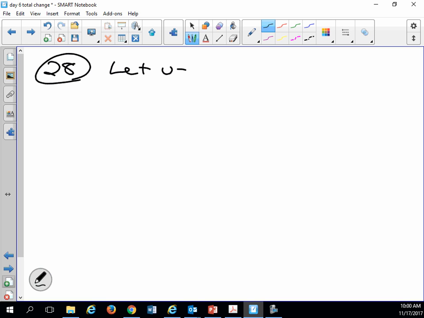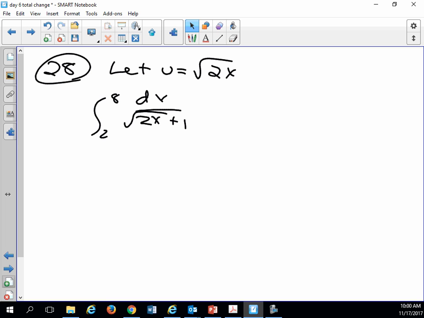Said let u equal the square root of 2x. Then tell me what this is equivalent to. Well, here's the deal, ladies and gentlemen. I can actually eliminate 2 of these. Why do I eliminate 2?